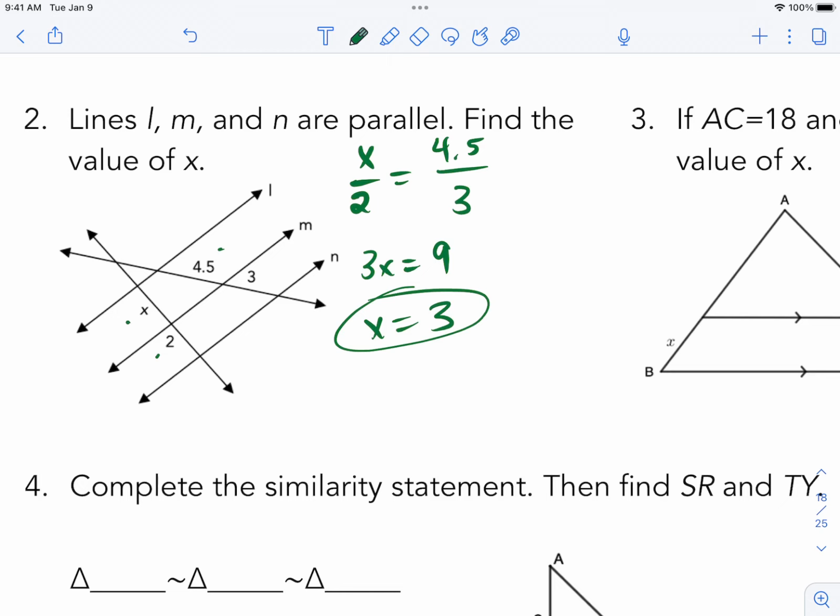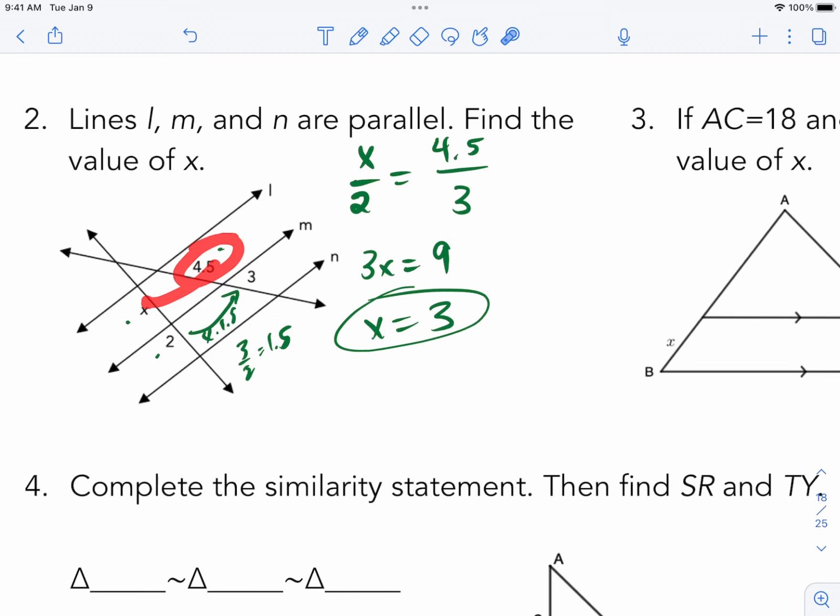Now setting up that proportion is one way to approach it. Another way to approach it is, because we know that these sides, these different parts, should have a common ratio. If we take 3 divided by 2, that's 1.5. And so 2 times 1.5 gives me 3. So if I take this side times 1.5, that should give me this side. So I can do the same thing here.